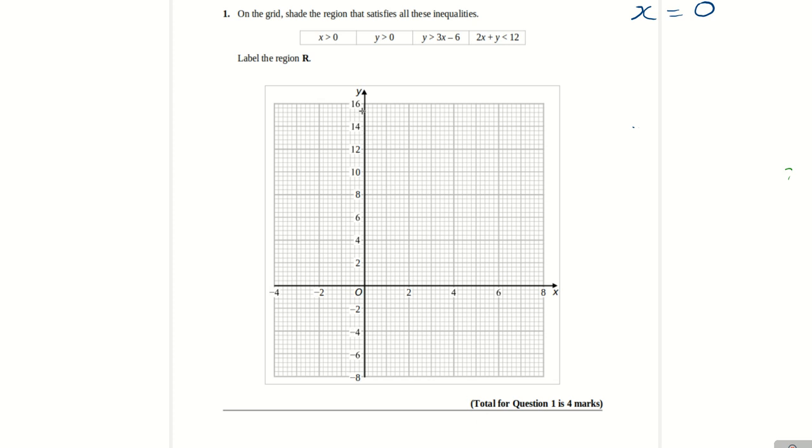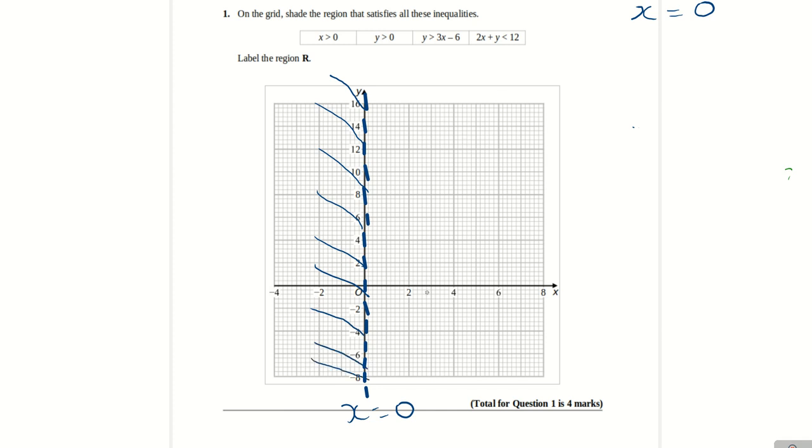x equals 0 is just the y-axis, so we need a dashed line going down the y-axis. Whoops, I've gone a bit off, but it's not too bad. Going down like this, and that's the line x equals 0. And we want x to be bigger than 0, so anything that's less than 0 is to the left of the line, and we do not want this. So this is the bit that I shade in. So we don't want anything that's in this part of the graph.